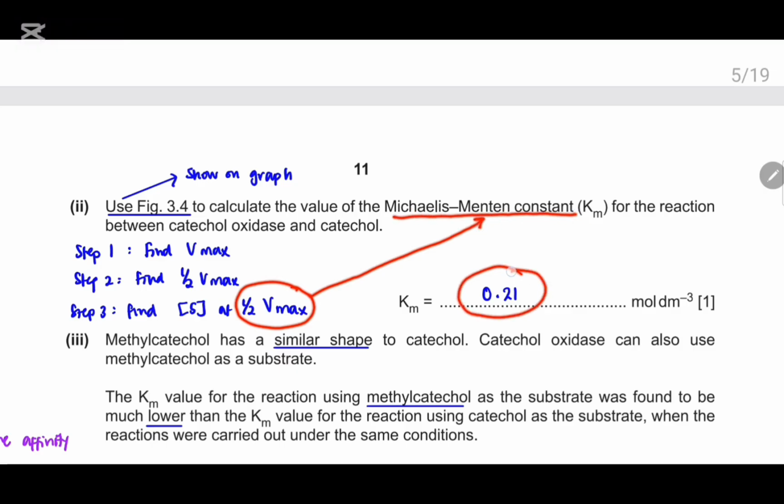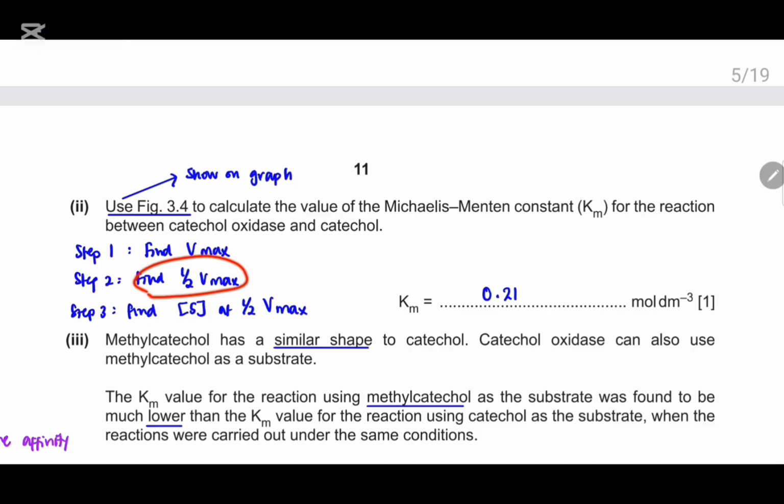So hopefully that's clear. Now the common mistake is that students normally just find the half Vmax and just quote the half Vmax. They forget that they need to then find the substrate concentration. So please avoid that mistake, and remember to complete all the steps 1, 2, and 3.